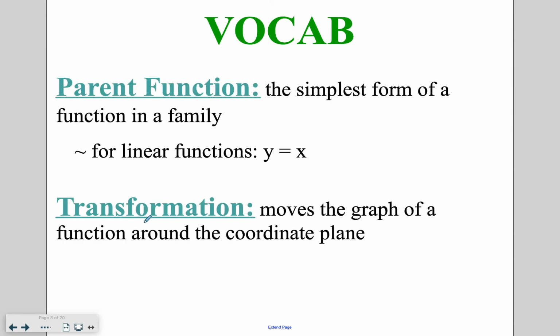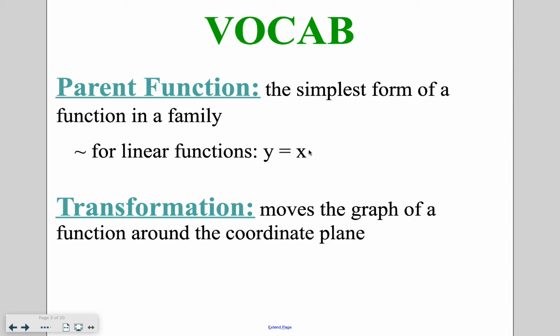So first, what we need to understand is where our base is. What are we starting by looking at? We are starting by looking at the parent function, which is the simplest form of a function in any family. The family is the different types of graphs. So in our case, we are looking at lines. A graph that looks like a U would be a different family. One that looks more like an S would be a different family. For our purpose, the family of functions is straight lines.